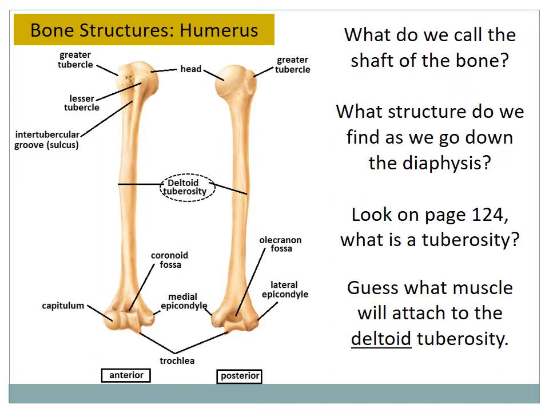Yeah, it's the deltoid. The deltoid is going to attach to the deltoid tuberosity. Your deltoid muscle is a muscle that kind of wraps around your shoulder, and it actually will attach to that deltoid tuberosity. Sometimes people name things very appropriately.